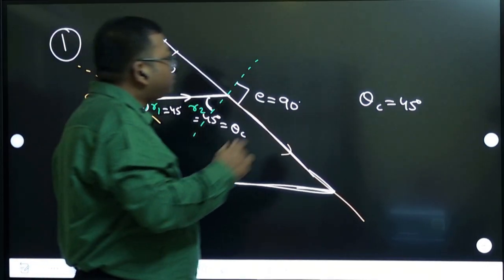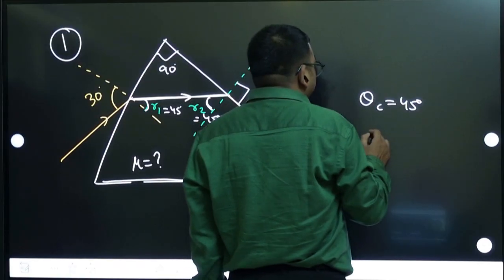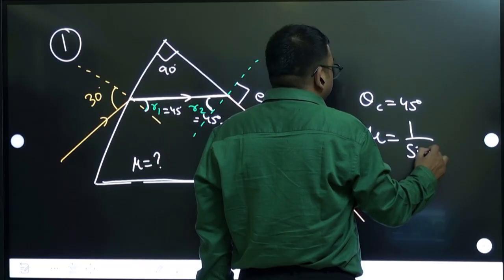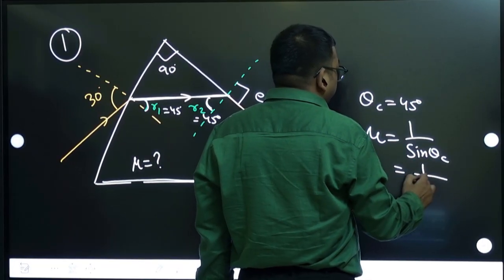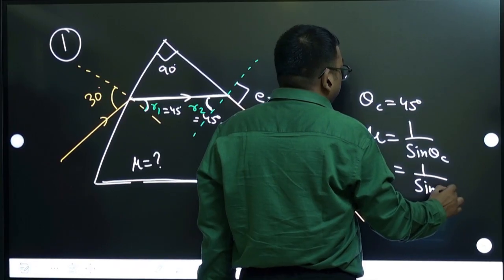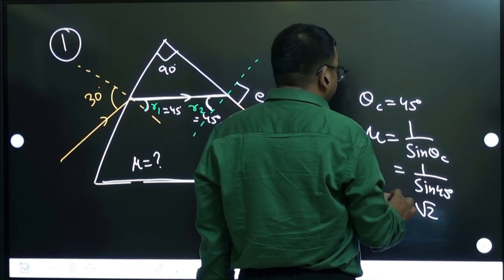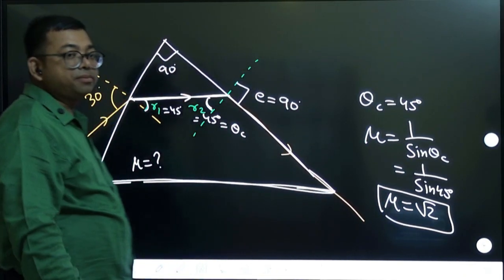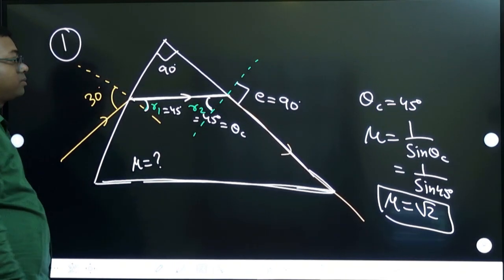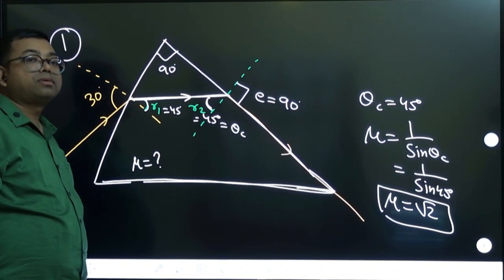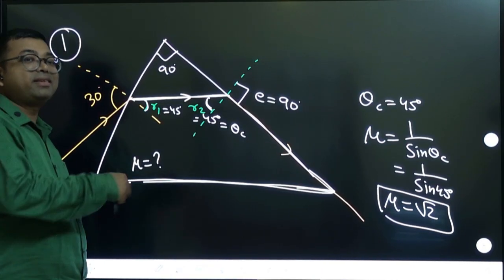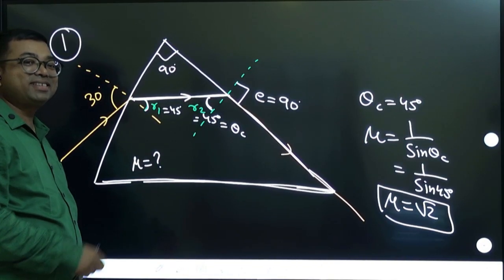So if the critical angle is 45 degree, then mu will become 1 by sine of critical angle, then 1 by sine of 45 degree. Then why not this root 2? Why not the answer is root 2? Tell me. No, no, given means no. Tell me here, what is wrong here?